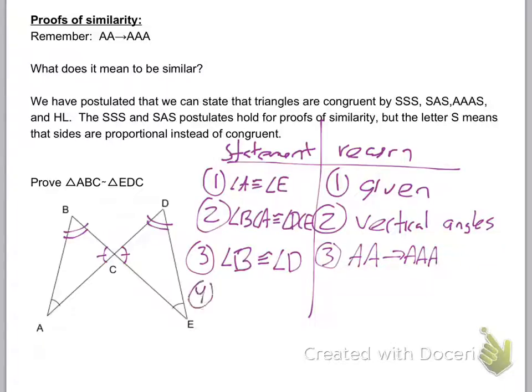So in step 4, triangle ABC is similar, remember, that's a squiggly, to triangle EDC. Reason? CPCTC. No, CPCTC is corresponding parts of congruent triangles are congruent. Oh, that's right. We're not talking about congruency, we're talking about similarity. Why are they similar?